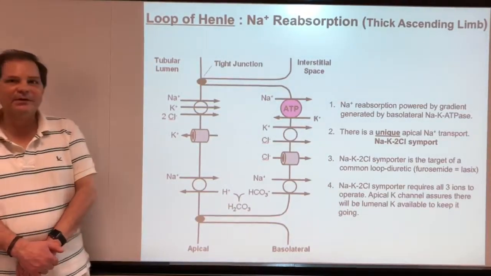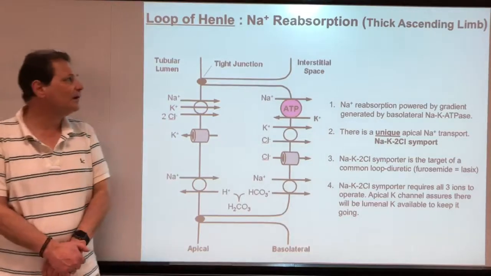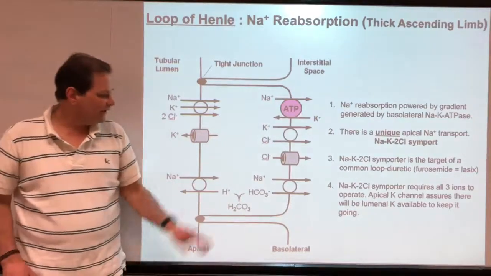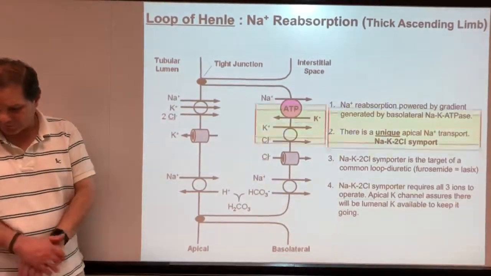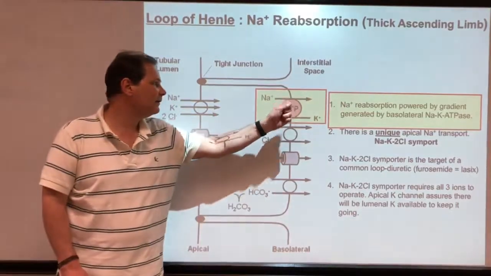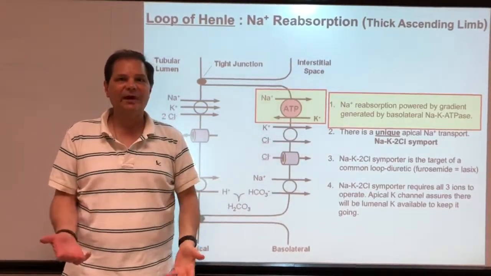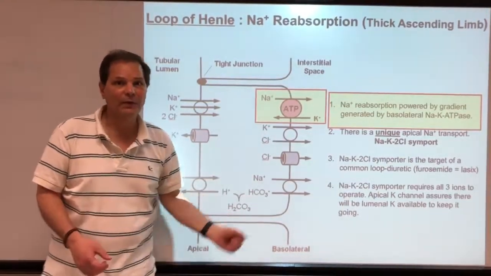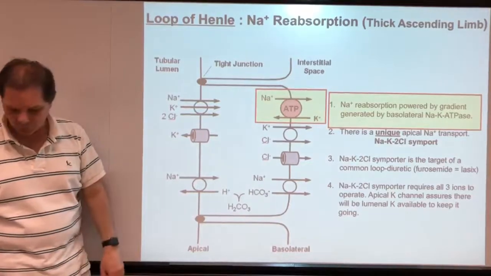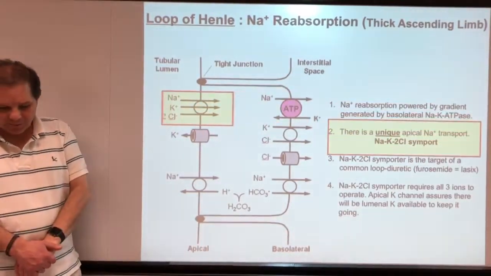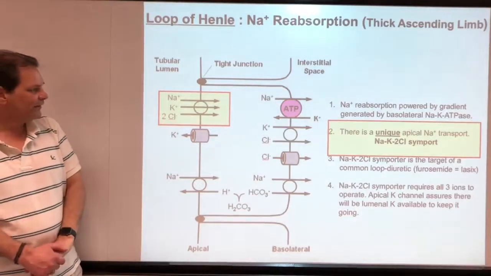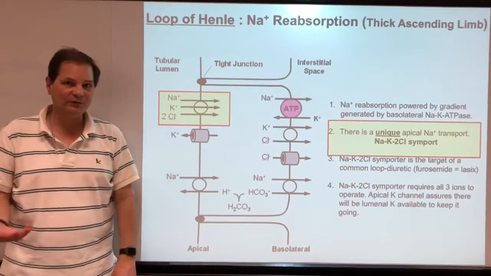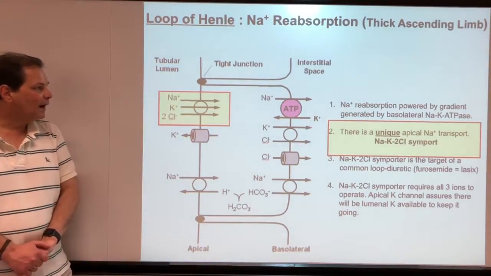The sodium reabsorption in the thick ascending limb of the loop of Henle takes place via the figure sort of represented here. First of all, recognize our old friend, the sodium-potassium ATPase, drives it all by keeping the sodium concentration inside the cell low, okay? And that drives transport. The apical transport takes place through a sodium-potassium 2-chloride symport mechanism or co-transport, okay?